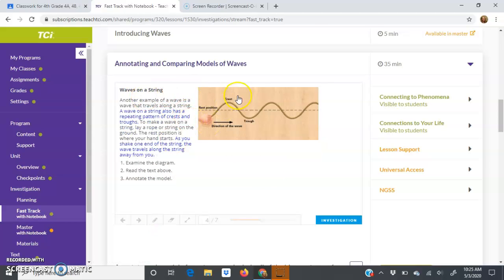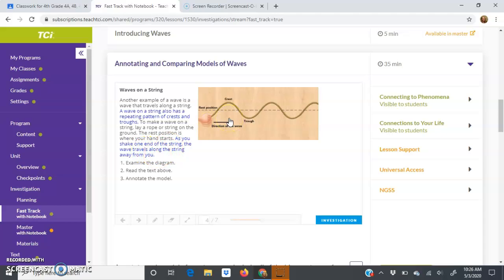Now, waves on a string. We can also move waves through different types of matter. So string, for example, again, we have our crest, the highest point, our troughs, the lowest point, and then our rest position if we weren't having a wave travel through this string. A wave on a string also has a repeating pattern of crests and troughs. To make a wave on a string, lay a rope or string on the ground. The rest position is where your hand starts. As you shake one end of the string, the wave travels along the string away from you.